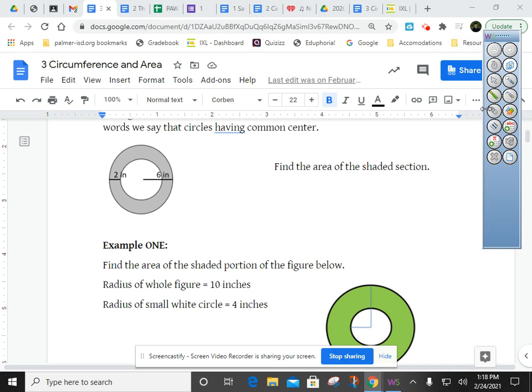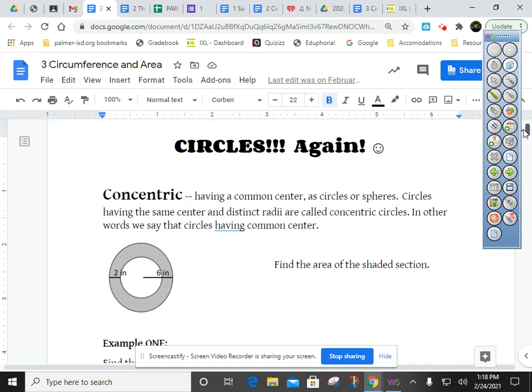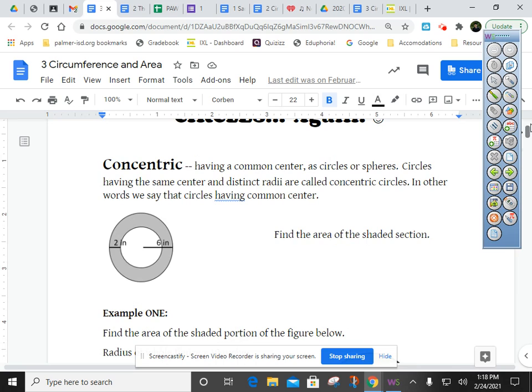Okay, so back to concentric. Concentric circles means a circle and a circle. This is like the T4 that I had y'all do yesterday. Sometimes it was a rectangle and a rectangle, or a square and a square. It's all the same. All you do is find the area of the big circle.